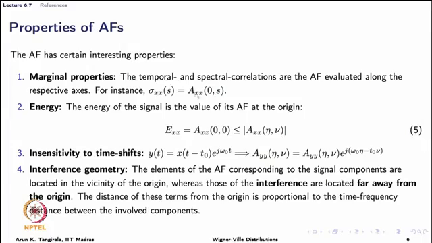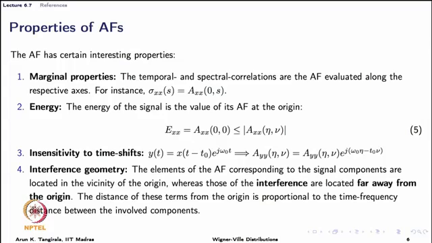Likewise, when I evaluate the ambiguity function along the Doppler axis, then I recover the spectral autocorrelation of the signal, that is, the autocorrelation in the frequency domain. In fact, there is something else that is not listed here that I will talk about. Let me just finish. There is another interesting property. The energy of the signal is the value of the ambiguity function at the origin.